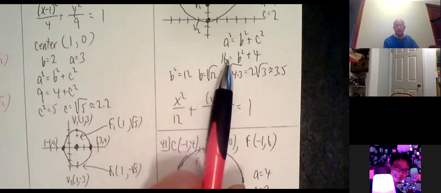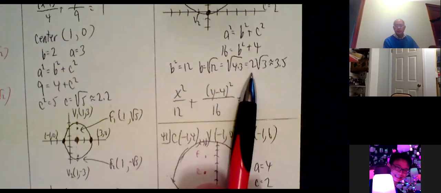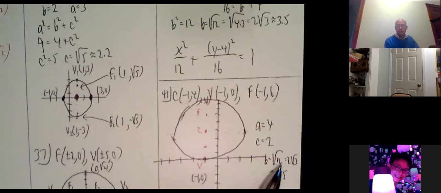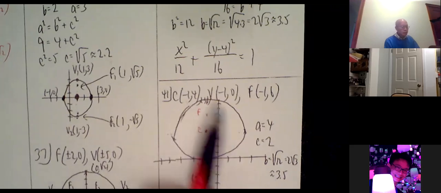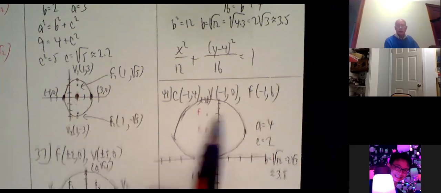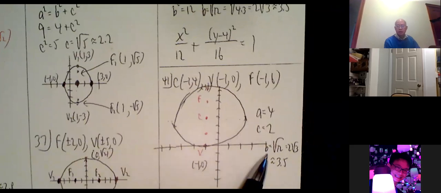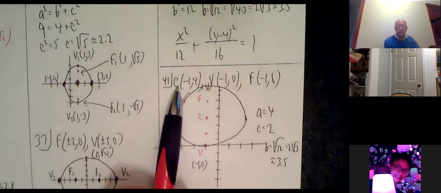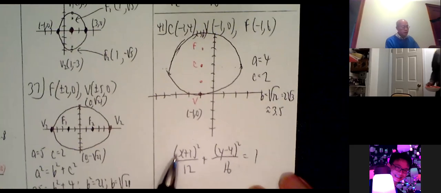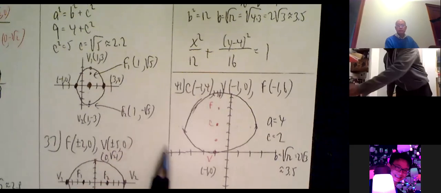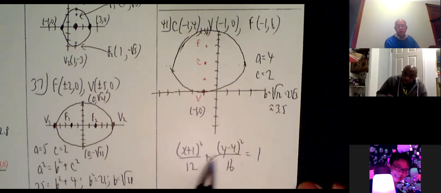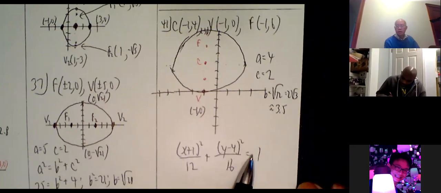Well, that's the same numbers as over here. That means B is again 2 radical 3. B is the square root of 12, or 2 radical 3, about 3.5. No change. Bulging this way. So A squared is 16, B squared is still 12. So that's the exact same thing, except it's x plus 1 squared and y minus 4 squared. Notice this is almost exactly the same as this. I can't show you both at the same time, but x plus 1 squared over 12 plus y minus 4 squared over 16 is equal to 1.